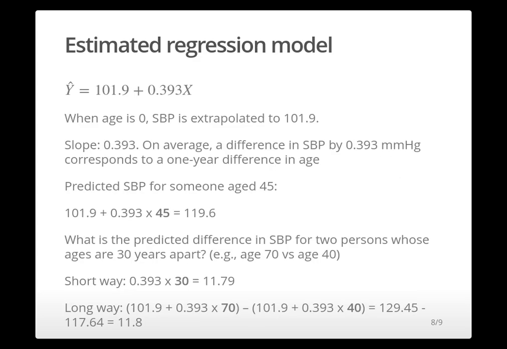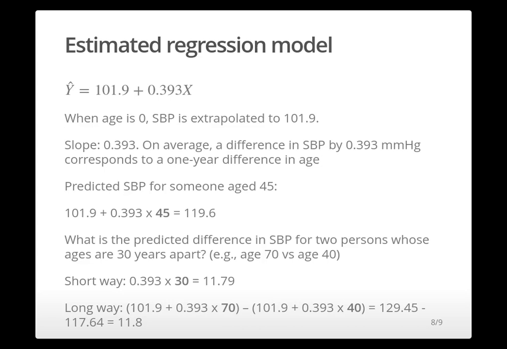The parameters of the straight line equation were estimated for systolic blood pressure as y, and age as x, with the NHANES data. The parameter a was estimated to be 101.9, and the parameter b, the slope, was estimated to be 0.393. The term on the left-hand side is y hat, instead of y, in order to clearly distinguish observed values of systolic blood pressure, y, and their predicted values, y hat.